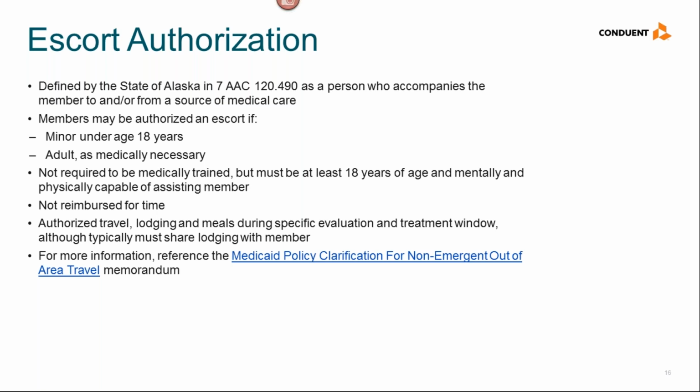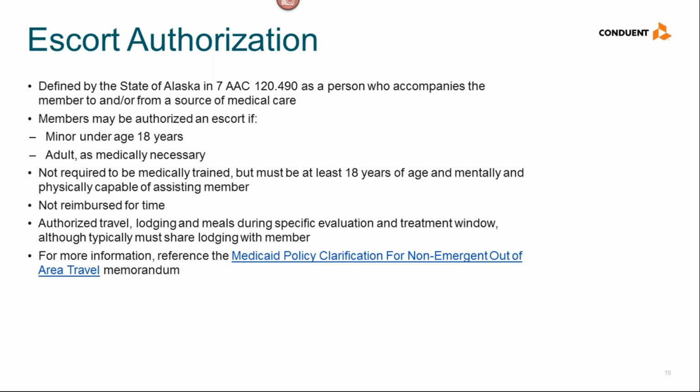And again, if they are traveling long distance, they would need to share lodging with the members. There's more information on the Medicaid policy clarification for non-emergent out-of-area travel memorandum, and that is the memorandum I was talking about earlier that is now also the appendix in the back of the arranging member travel manual. So you don't need to refer to both of those. If you're looking at the manual, you've got that document.